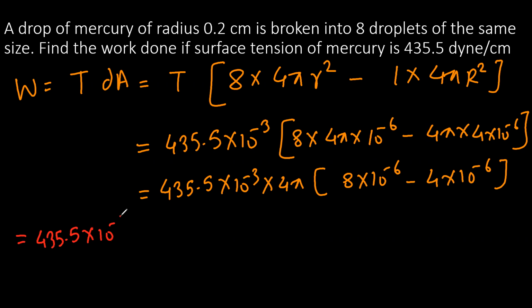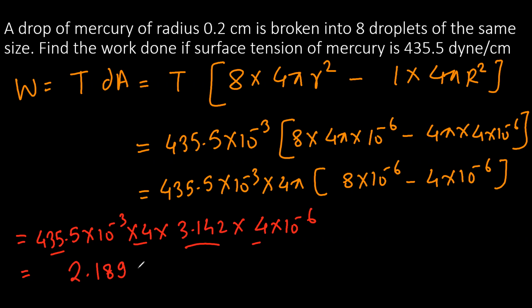So what is the answer? 435.5 into 10 raised to minus 3, 4 into pi which is 3.142, and this will become 8 minus 4, which is 4 into 10 raised to minus 6. If you multiply all these things, what is your final answer? The final answer will become 2.189 into 10 raised to minus 5. And it's the work done. So what is the unit? That is joule. No need to use any log table.